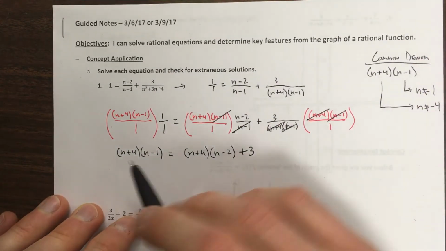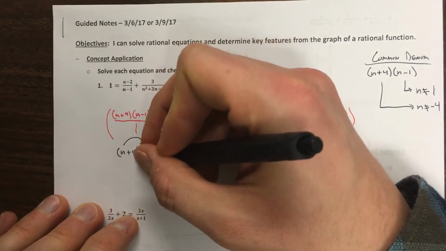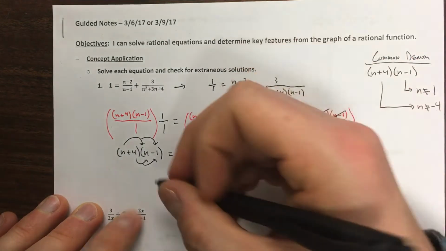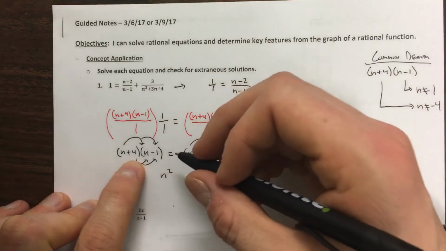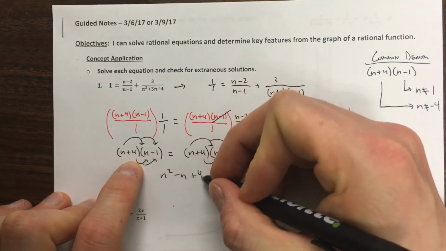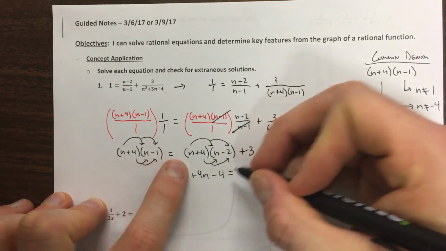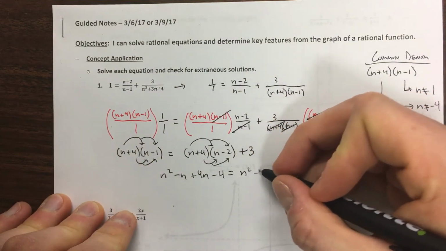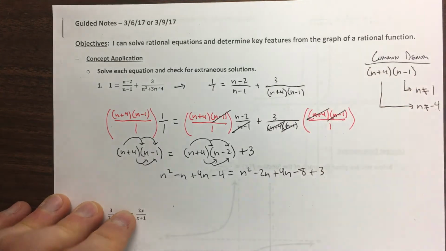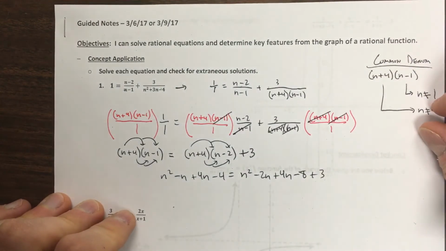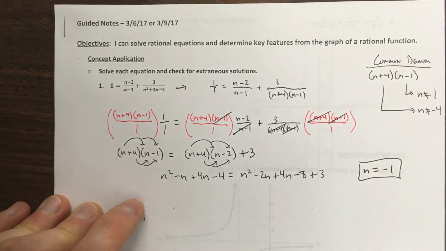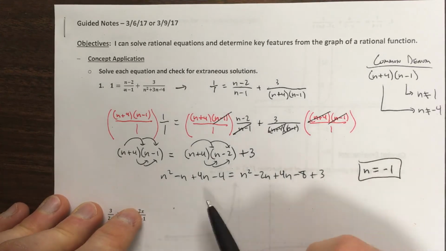I'm going to FOIL these really quick and then give you the solution and let you check that. So we can FOIL both of these binomials. If you don't FOIL, you're not going to get the problem right. So please make sure that you FOIL. So n squared minus n plus 4n minus 4 equals n squared minus 2n plus 4n minus 8 plus 3. Combine your like terms, get n alone, and what you should end up with is n equals negative 1.